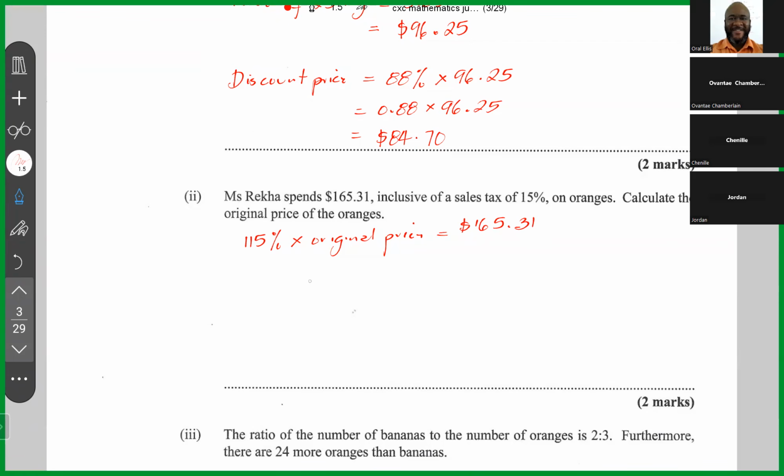Now, the opposite of multiplication is division. So if I divide both sides by 115%, I'm going to get the original price equal to 165.31 divided by 1.15. Now, 115% as a decimal is 1.15. And when you divide this, you're going to get the original price being $143.75.